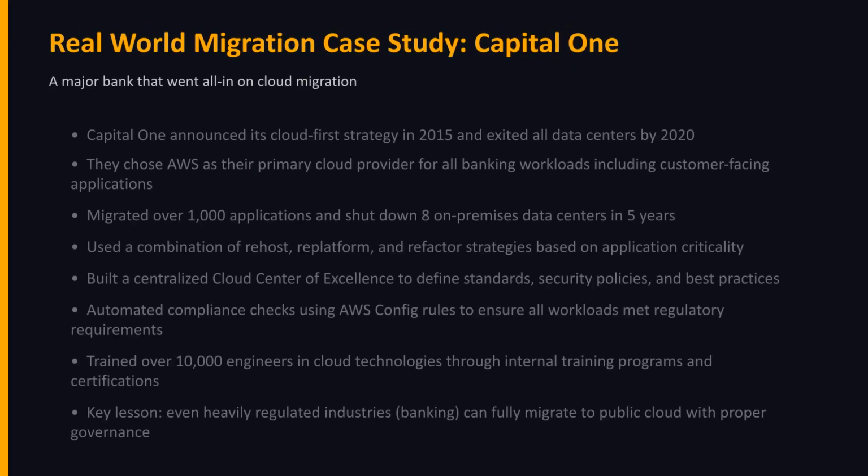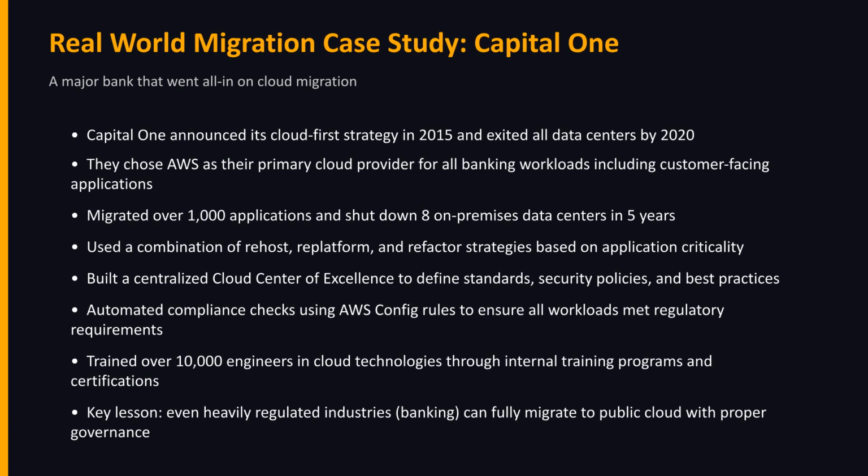Capital One provides a great case study for enterprise migration. By committing to a cloud-first strategy, they successfully migrated thousands of applications and shut down all their on-premises data centers, proving that even highly regulated industries can excel in the cloud.